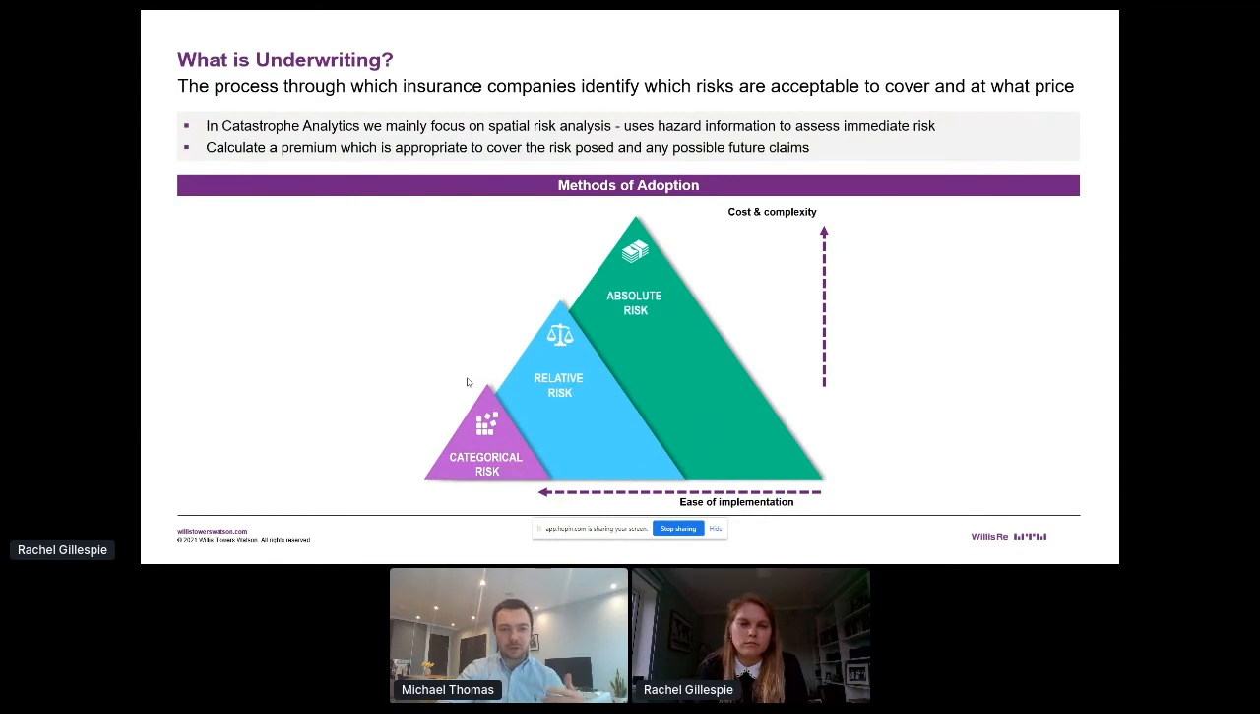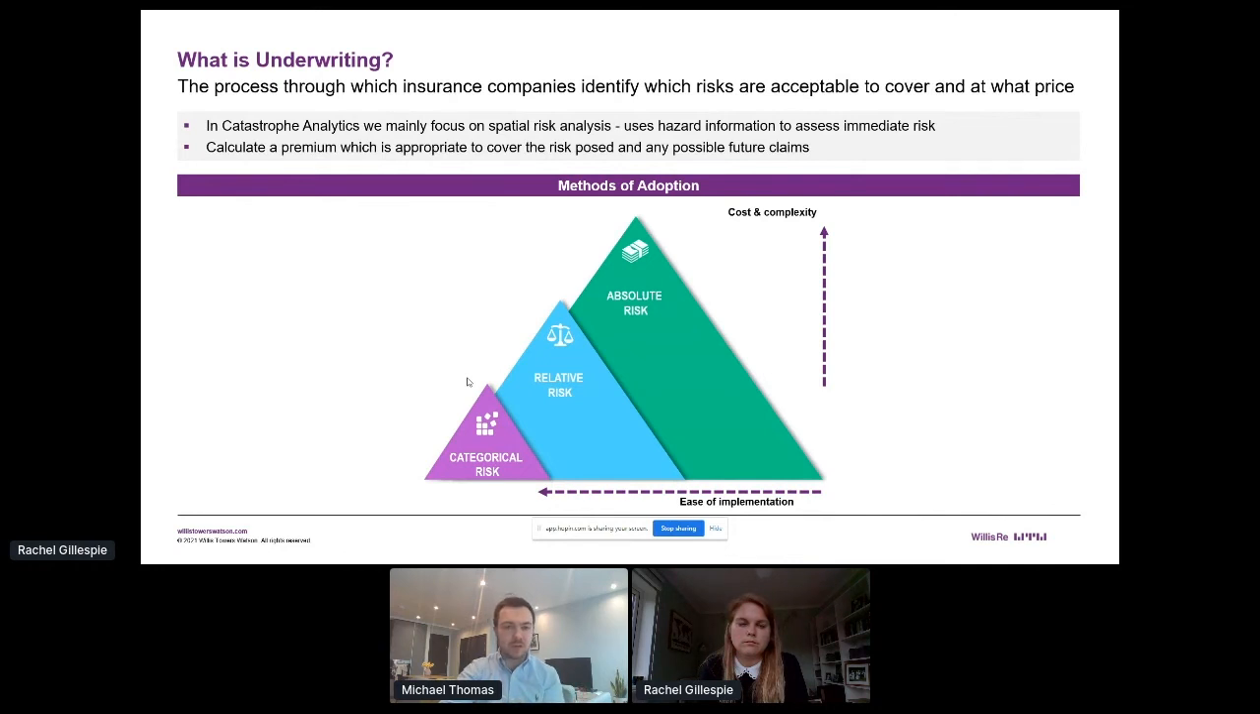But if we think about how we're going to adopt that spatial risk data, there are many methods of doing that, and those differ across complexity level but also across implementation level. If we think about categorical risk to start with, that is relatively straightforward. That might be taking some flood hazard maps and categorizing the flood risk water depths into a risk score from, say, 1 to 5.